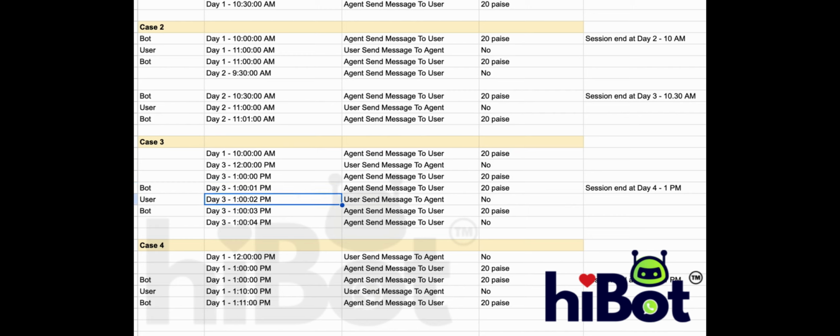Now if the customer sends you a message back, that is, the customer is replying back to you, for that there is no charge. And then if you send a message back, then after this your bot-user bot pair is again opened and your session will end at day 4 at 1 p.m.